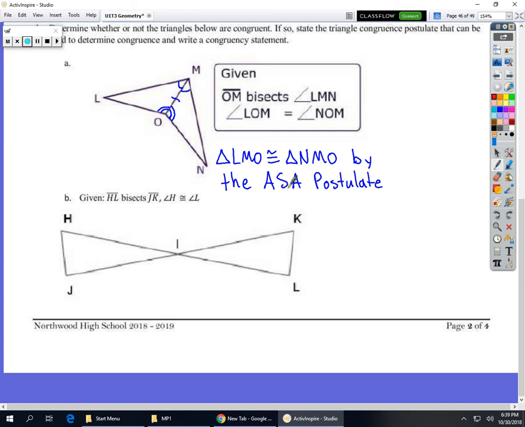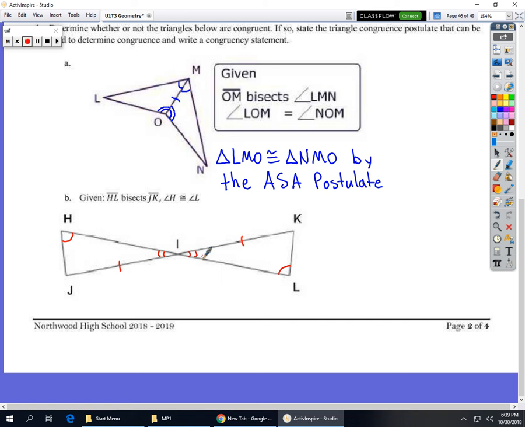So, given that, we're going to label here HL bisects JK. So HL bisects JK. JK has been cut in half. That means the 2 pieces are congruent. They also told me angle H and angle L are congruent. Mark that. What else? And the angle in the center is also congruent. These 2 are congruent. So whenever you have kind of an X shape, the angles formed by the X's are congruent. This is called vertical angles. So the angles that are on opposite sides are congruent.